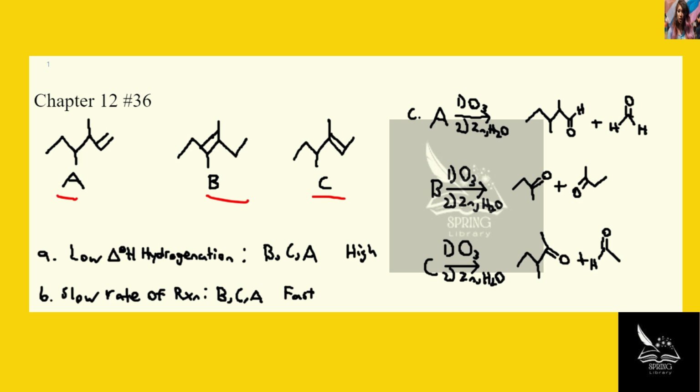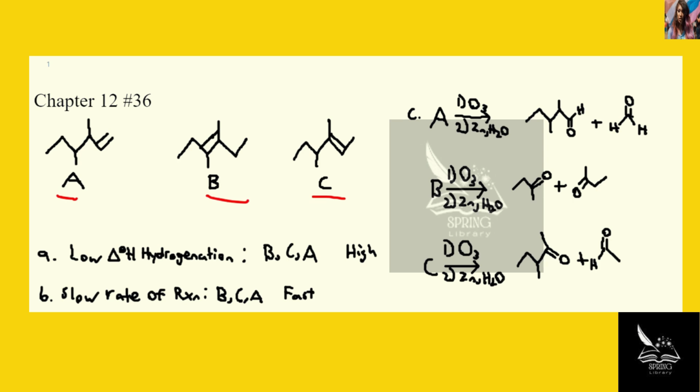First we're asked to rank them from lowest heat of hydrogenation to highest heat of hydrogenation. Remember, this question is really asking us about the stability of these alkenes. In order to determine that, we look at the substitution pattern. We see that A is monosubstituted, B is tetrasubstituted, and C is trisubstituted. Based on that, we can make a pretty easy judgment.